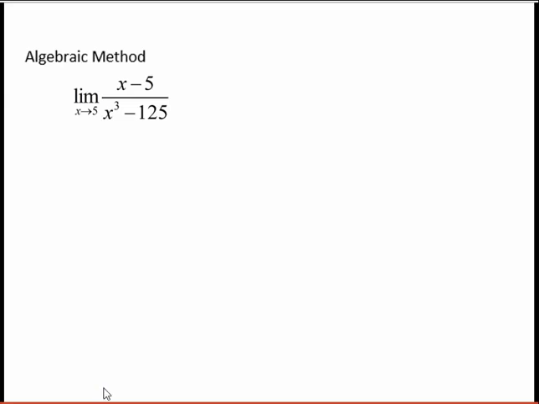Limits. We have a problem: the limit as x approaches 5 of (x minus 5) over (x to the 3 minus 125). If you replace x by 5 in the numerator and denominator, your answer will be 0 over 0. That means the graph has a tiny hole and we can reach close to it.